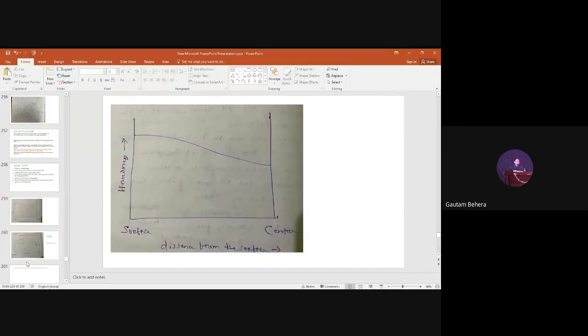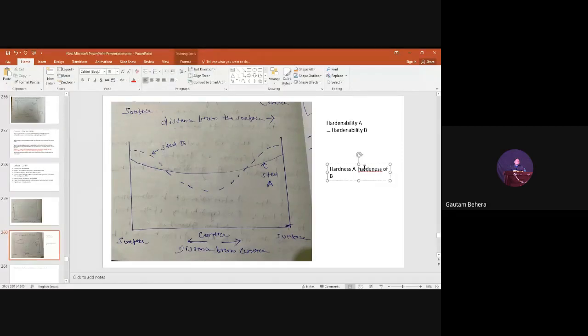You can see steel B is harder. So the hardness of steel B is greater than the hardness of steel A, because you can understand this part is the hardness value, and we measure the hardness at the surface only, right? At the surface of the steel. So you understand basically the hardness is maximum because it's starting from this higher value. Here it is also at the surface at a higher value, but the hardness of steel A is lower. So the hardness of B is greater than the hardness of A, right?